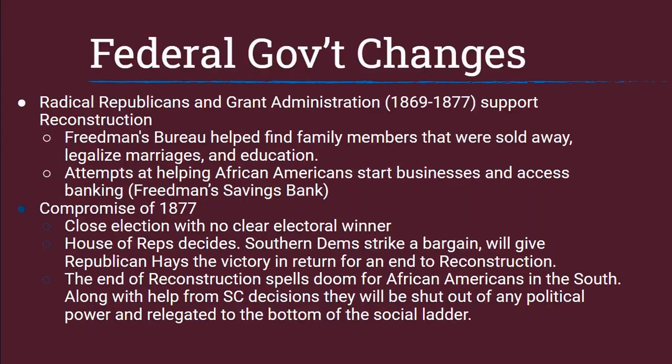Now, taking a look at some more changes that impacted African Americans, there were some attempts by the federal government, specifically radical Republicans and the Grant administration, to help African Americans in the South.